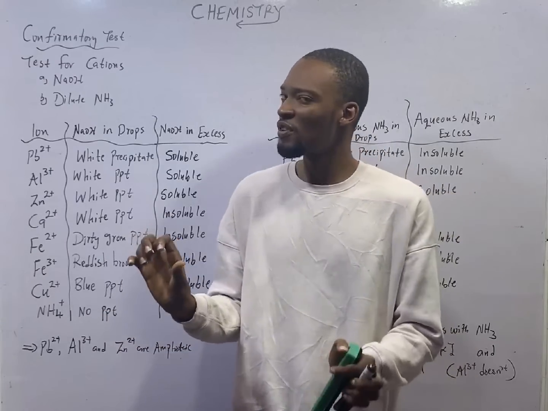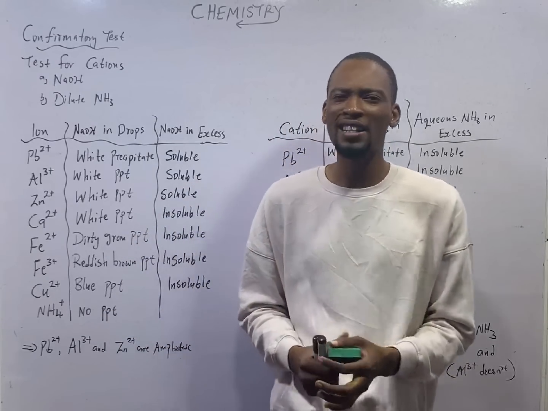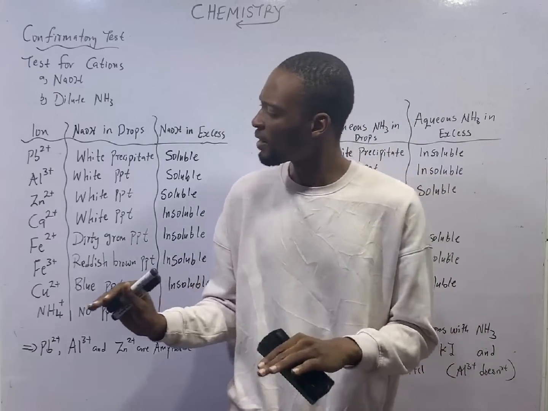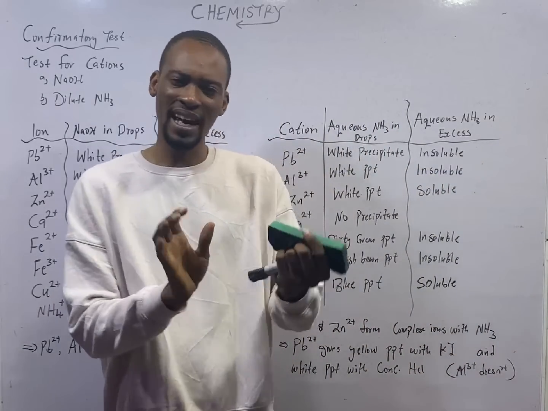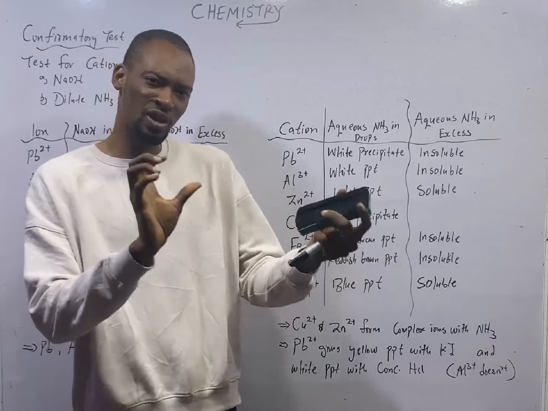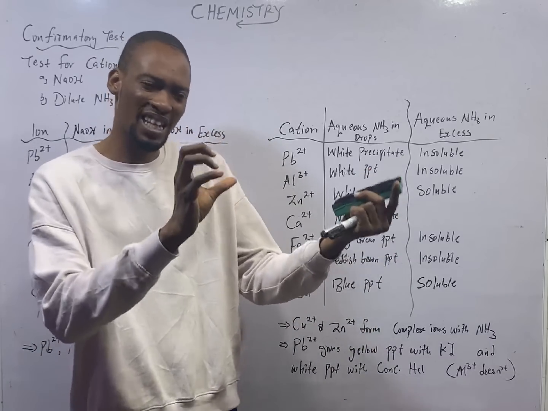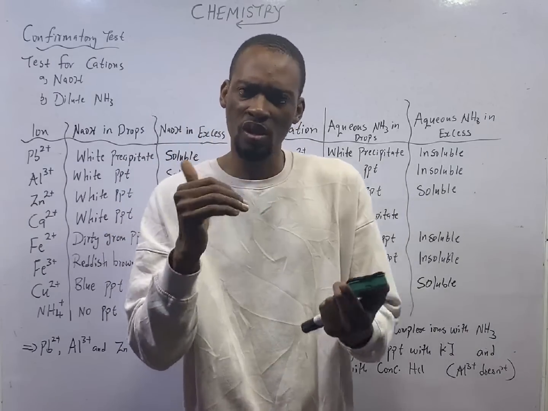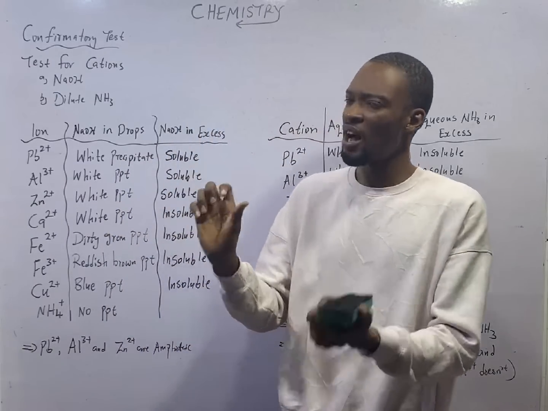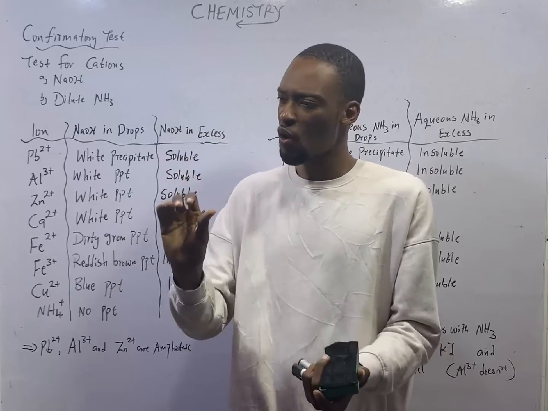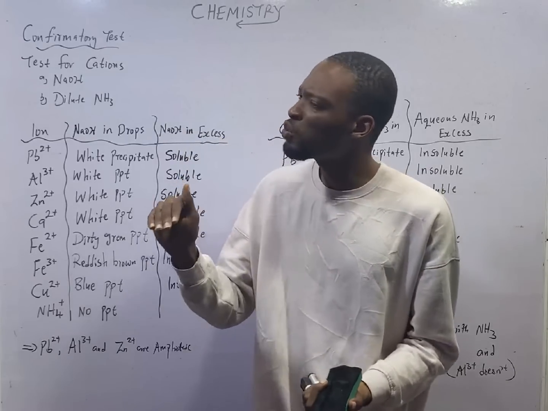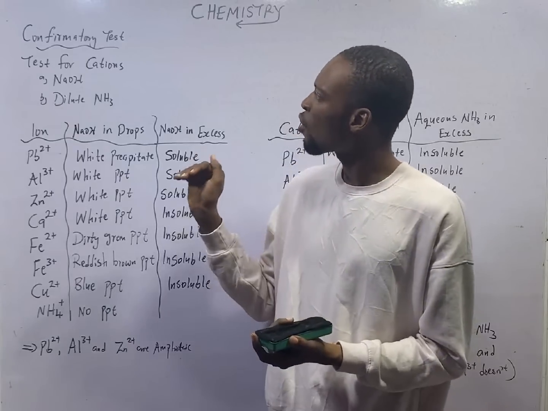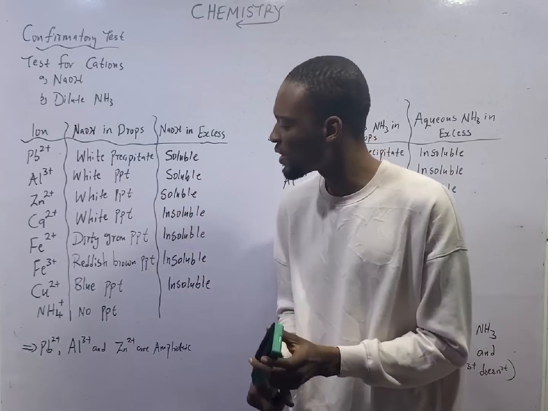Remember, in the previous episode, we covered preliminary tests, and we agreed that preliminary tests are tests we carry out to know the ions or compounds that are suspected based on appearance, based on the color of flame, and based on the action of heat. How do we confirm these ions? That is where confirmatory tests come into play.